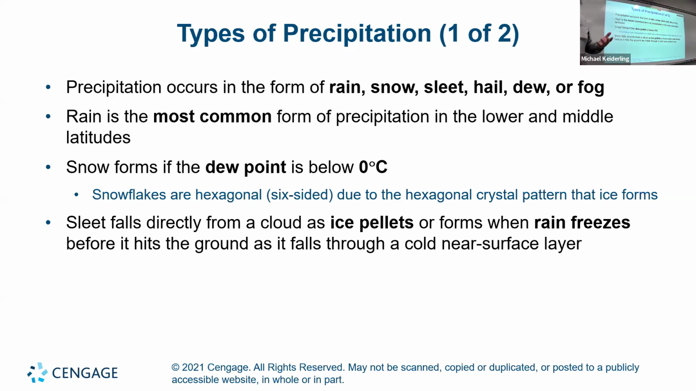Sleet falls directly from a cloud as ice pellets, or forms when rain freezes before it hits the ground, as it falls through a cold near surface layer. So sleet is frozen raindrops. Snow formed as ice crystals in the cloud. Sleet, it was a raindrop that froze into a little pellet of ice.